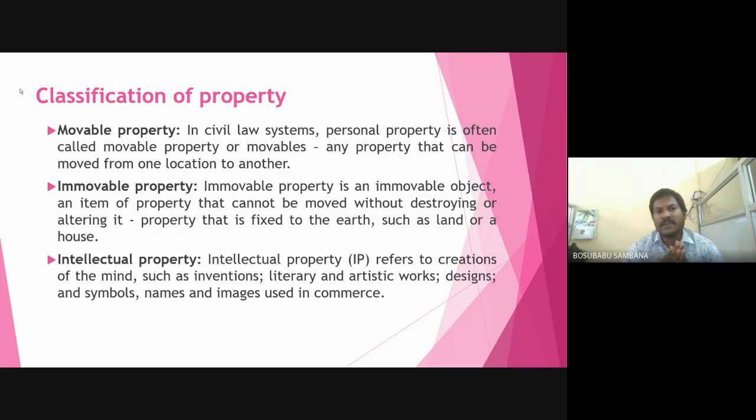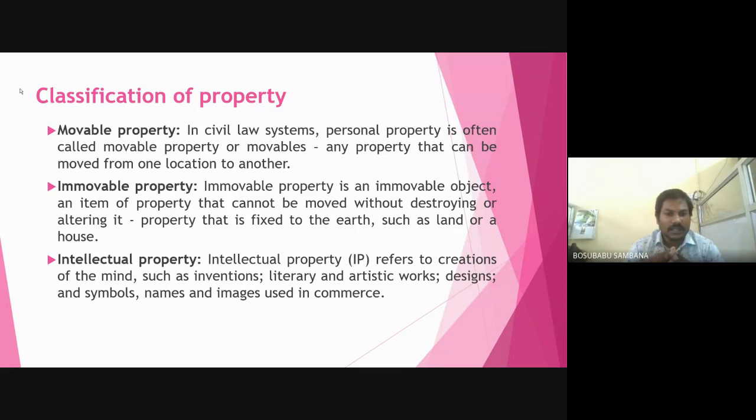Based on various factors, property is categorized into three types. First one, movable property, then immovable property, and intellectual property. In civil law systems, buildings and personal properties are often called movable properties. These come under registration, and based on the state there are registration rules too. Second one, immovable property: an object or item of property that cannot be moved without destroying or altering it, that is fixed to the earth, such as land or a house.